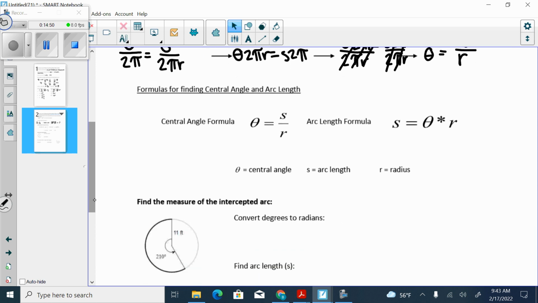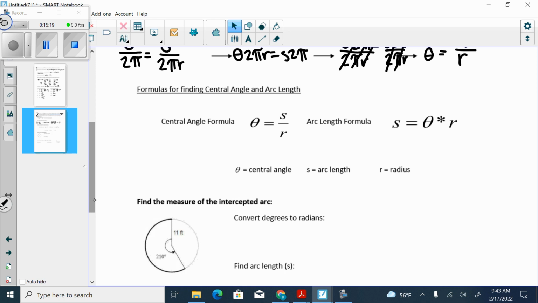So in the future, anytime that you are trying to find the central angle, this is what we would set up: theta equals S over R, where S is your arc length and R is your radius. If you're trying to find the arc length, so maybe you already know what theta is, you've already found that it's pi halves or whatever, then you can just plug it in here. These two formulas are the same, right?